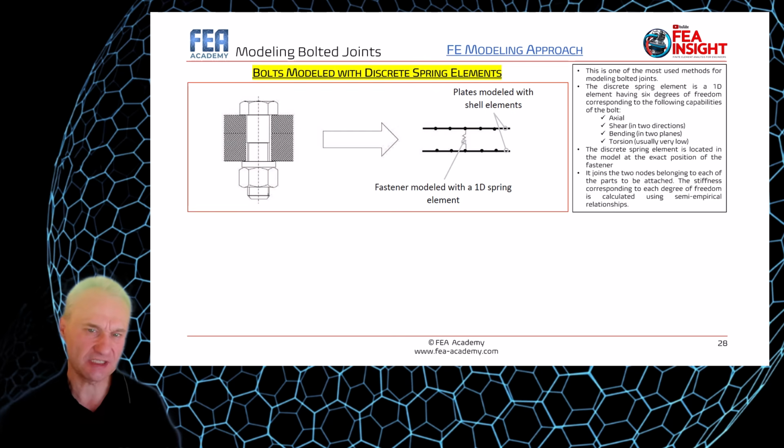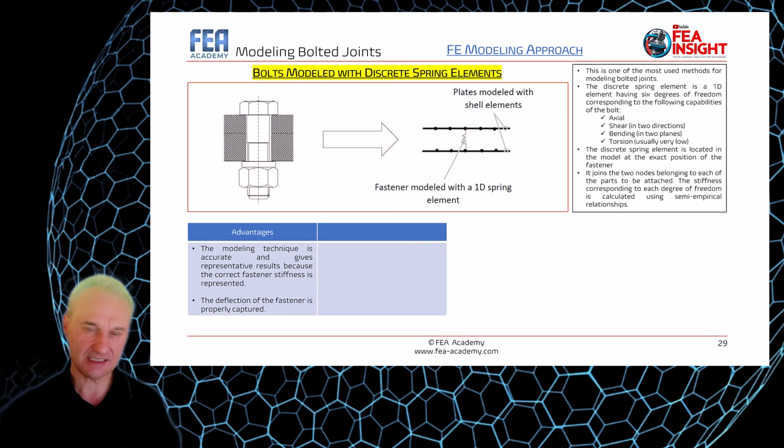The discrete spring element is located in the model at the exact location of the fastener in the space. And this 1D spring element joins the 2 nodes belonging to each of the parts to be attached. And the stiffness corresponding to each degree of freedom is calculated using semi-empirical relationships.